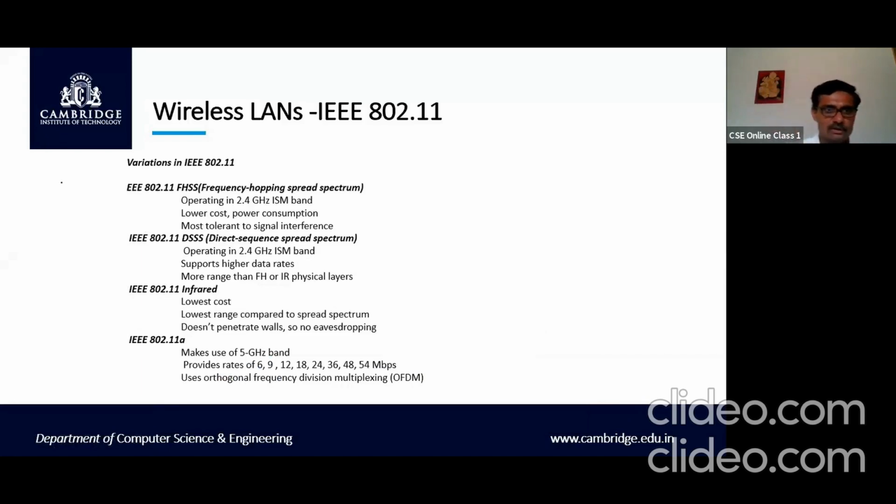Then finally, the summary of all these different variations. 802.11 uses frequency hopping spread spectrum. It operates in the 2.4 gigahertz ISM band. It has lower cost, low power consumption, and is most tolerant to signal interference and other noise interference. And 802.11 also uses DSSS in the physical layer. Again, it operates in the 2.4 gigahertz ISM band. It supports a very high data rate and more range than the previous one, frequency hopping, or the IR physical layers.